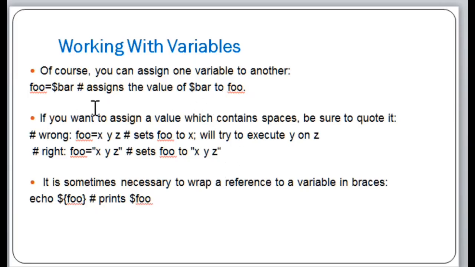We can also set one variable equal to another. So here I can say foo=$bar, and this will assign the value of the variable bar to foo. If you want to assign a value which contains spaces, be sure that you quote it, guys. So this is wrong here: foo=x y z. This is actually going to set the foo variable equal to x, and it's going to try to execute y on z. The right way to do this is foo="x y z" with spaces in between, and that will actually set the variable foo to x space y space z.